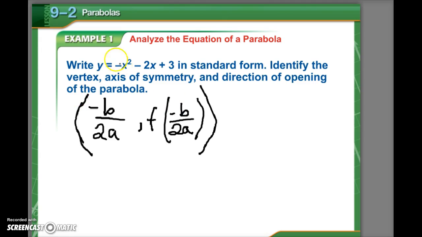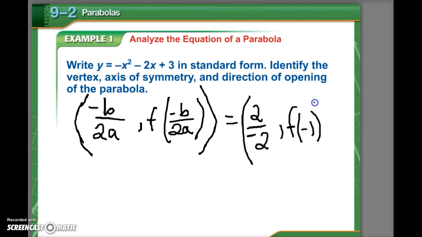Okay, so we can see here that a is negative 1, b is negative 2. So negative b would be the opposite of b. That would be positive 2. So we would have 2 over 2a. 2 times negative 1 is negative 2. And so 2 over negative 2, comma, 2 over negative 2 is really just negative 1. So f of negative 1, I'm just going to simplify it over here. So it's negative 1, comma, f of negative 1.